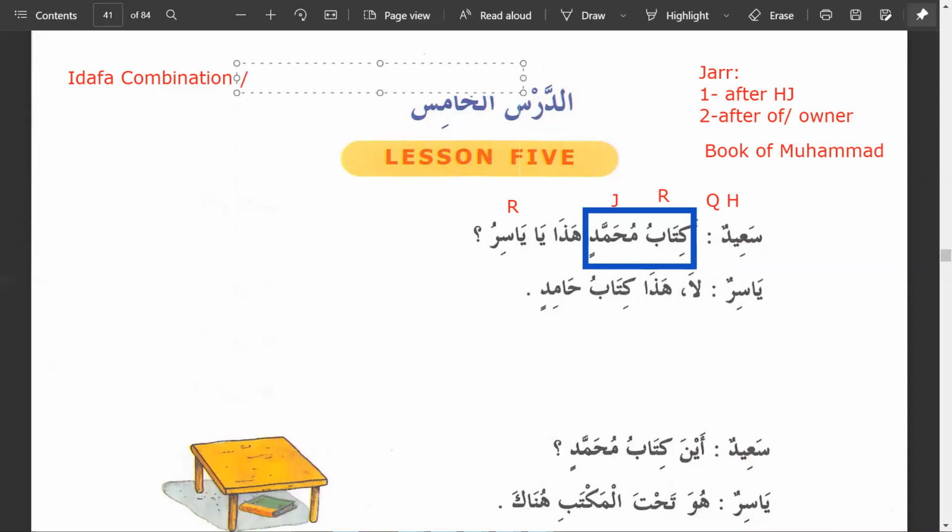Because why fragment? Because a fragment is a portion, a part. Yeah, it's a part of a sentence, not a complete sentence. Okay, so today, inshallah, we are going to focus on this combination in this lesson.